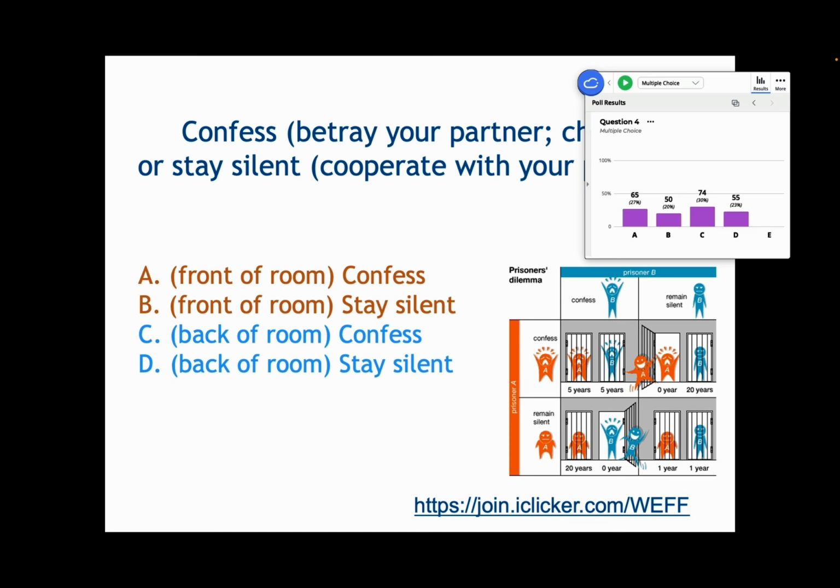So both sides of the room were acting rationally. Both of you did the right thing to minimize your jail time, but the outcome of that means that the whole collective group does worse than if both parties had cooperated with each other by staying silent.